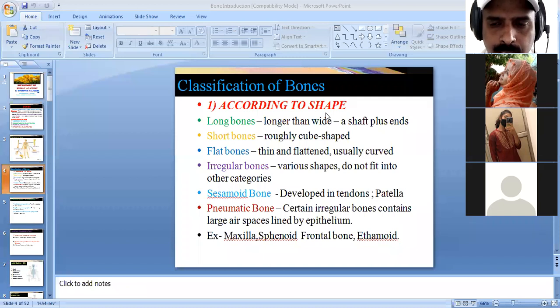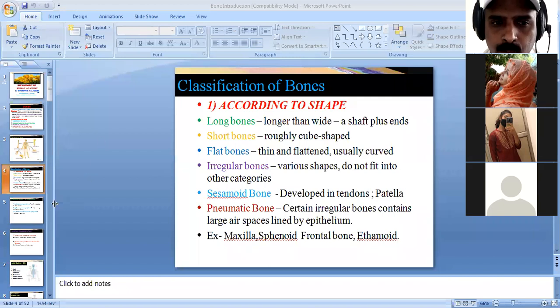So certain irregular bones contain air-filled spaces. What you have to remember about the importance of this is that pneumatic bones are those having air-filled spaces lined by epithelium. Pneumo means air, I have told. Examples are the maxilla, sphenoid, frontal bone, and ethmoidal bone. Almost all are present near and around the face region, around the nose. Such bones we call pneumatic bones.